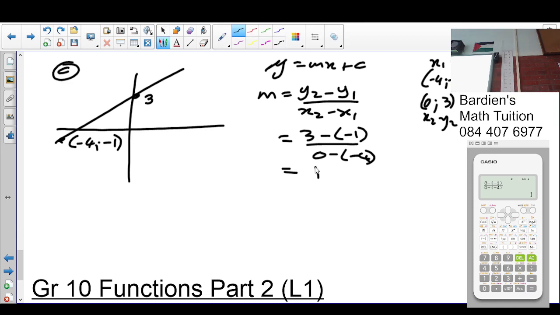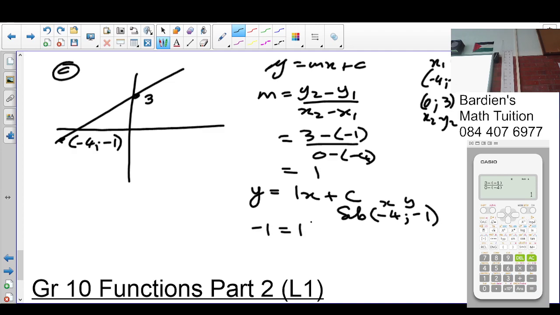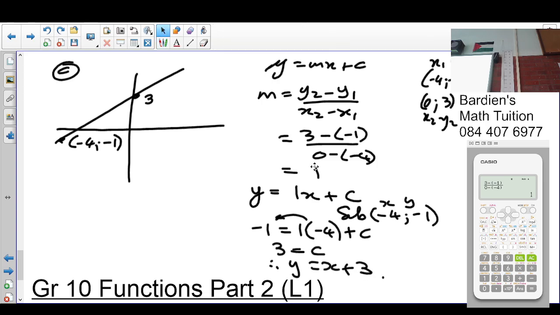Okay. So my equation now reads y equals 1x plus c. Now we know c is also your y-intercept. Not so? You want your y-intercept here? 3. So c is 3. But say we didn't know that. You can substitute any of the 2 points. Substitute (-4, -1), that's the x and the y. So -1 is equal to 1 into -4 plus c. -4 taken over the equal sign becomes positive 4. -1 plus 4 is 3. So the equation is y equals x plus 3. You guys understand? Do another one.